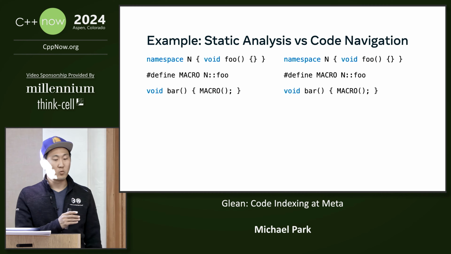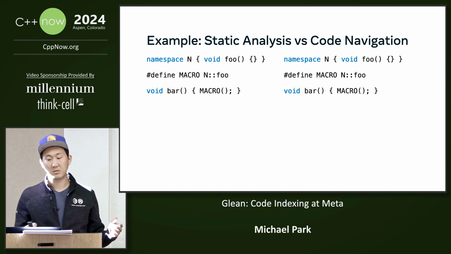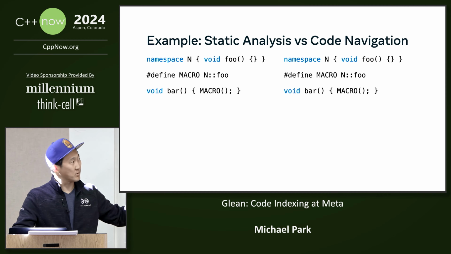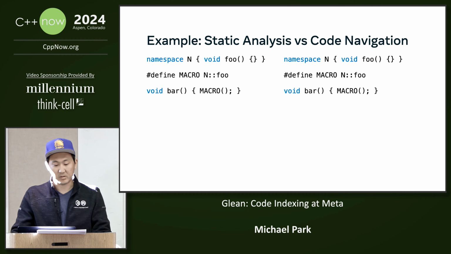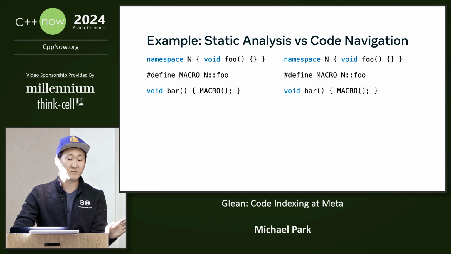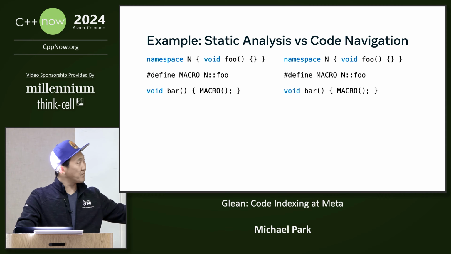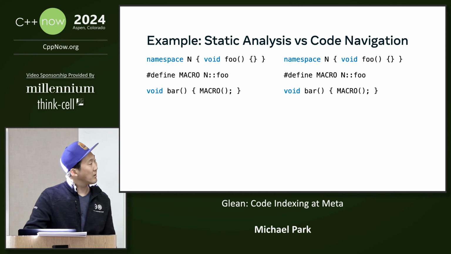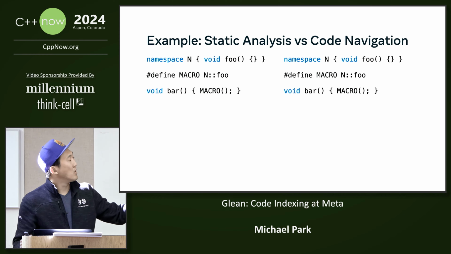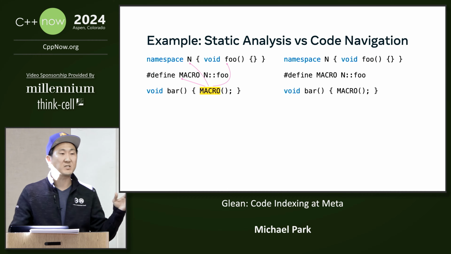Here's an example where even for the same language, different clients might want different data. Let's describe the code a little bit. The two are identical, by the way, there are no tricks here. We have some n::foo function, and a macro definition which expands to n::foo. Inside this function bar, we can invoke that macro, and we have the same thing on the right-hand side.